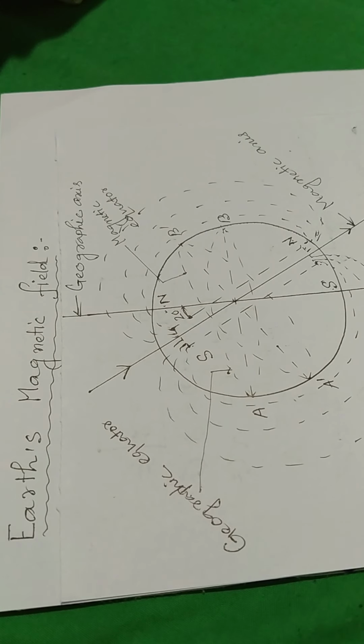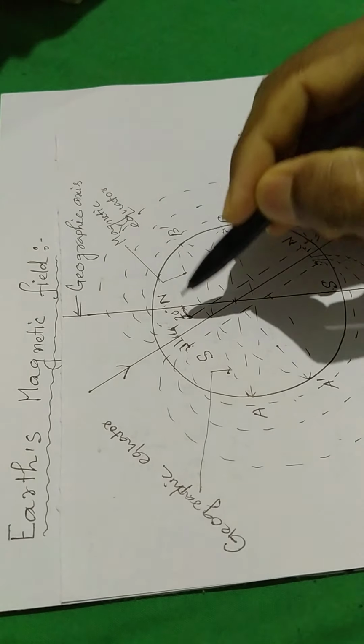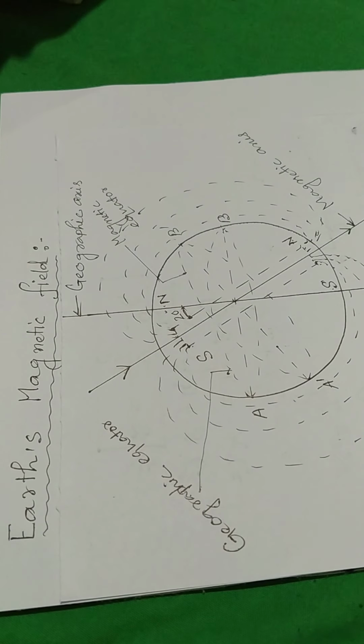The Earth's magnetic poles do not coincide with the geographic poles. The axis of the Earth's magnet makes an angle of about 20 degrees with the axis of rotation of the Earth. Therefore, a magnetic needle free to rotate in a horizontal plane does not show the true geographic north and south direction at a place.